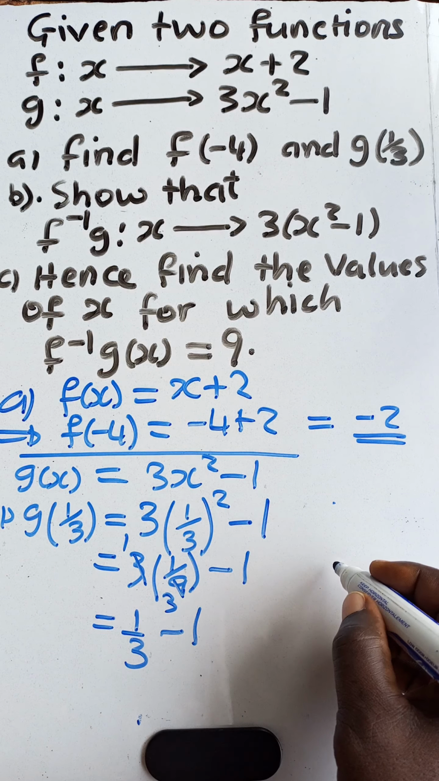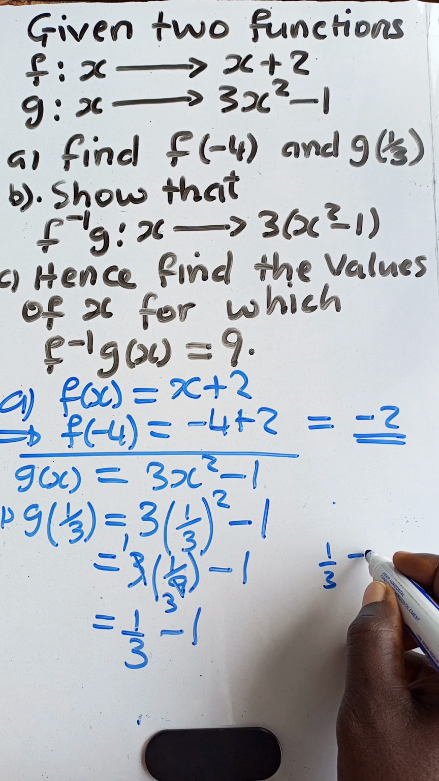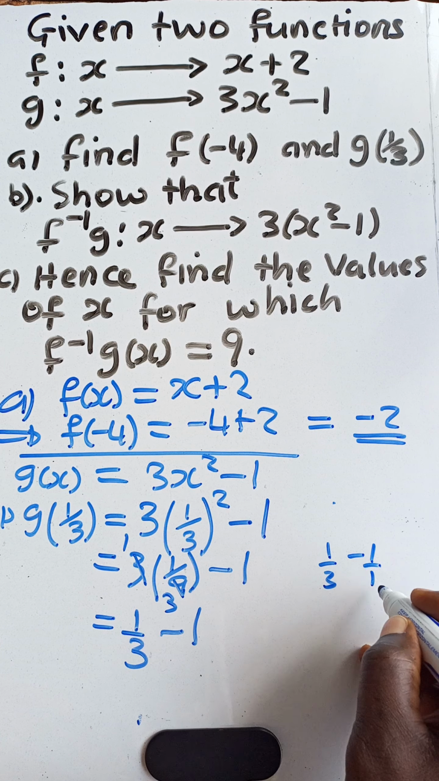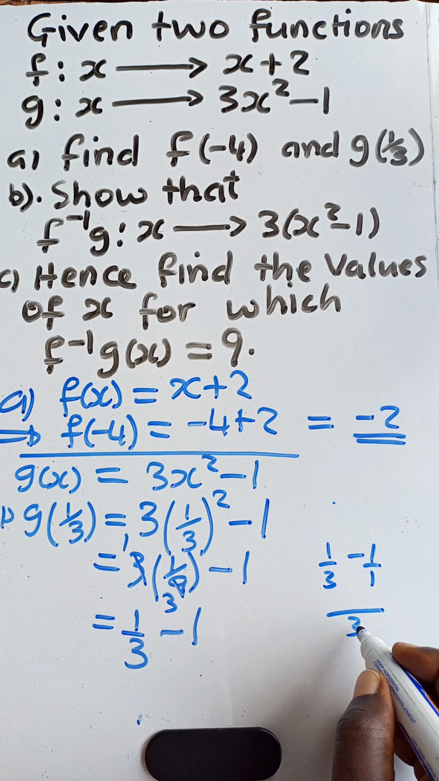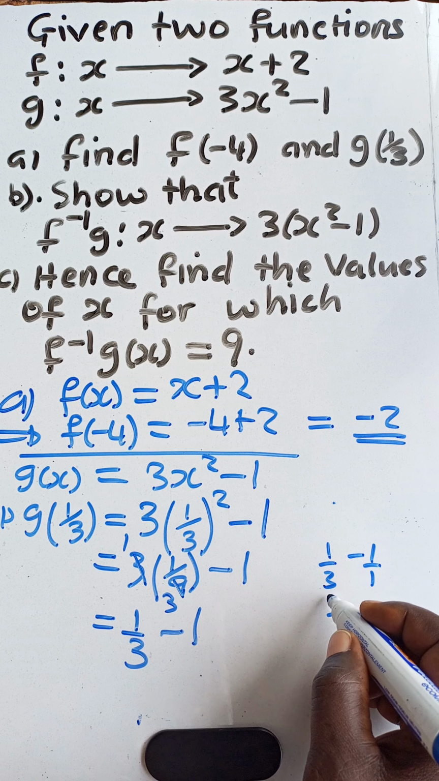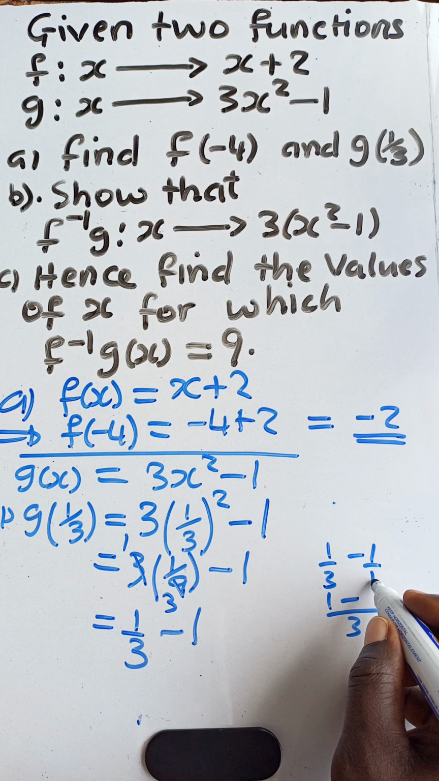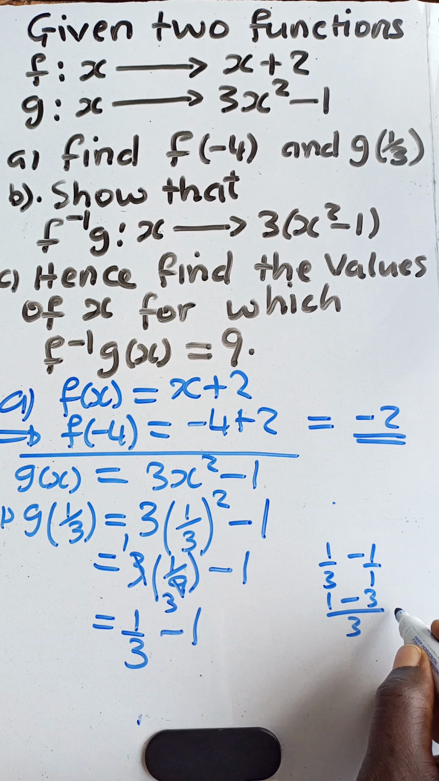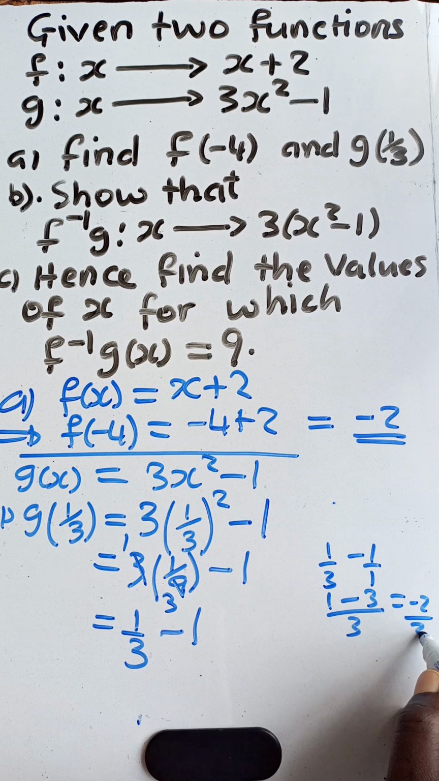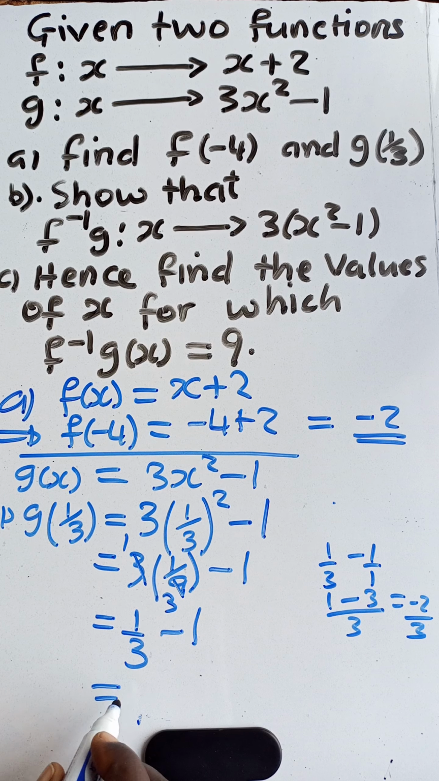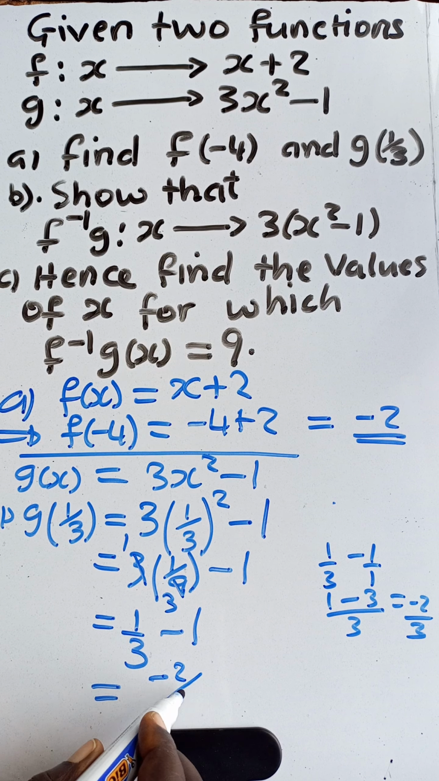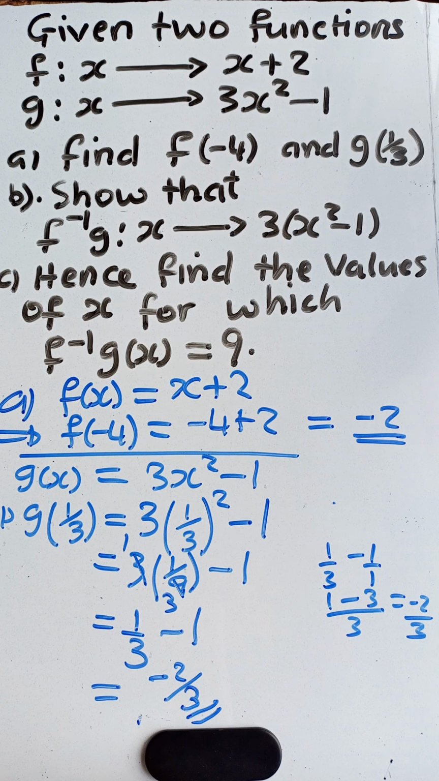How do we evaluate that? 1/3 minus 1. We can write 1 also as a fraction so that we can see the LCM as 3. 3 divided by 3 is 1. To have 1 minus 3 divided by 1 is 3 multiplied up there. To have negative 2 all over 3. So our final answer is negative 2/3. Okay? That is it for question A.